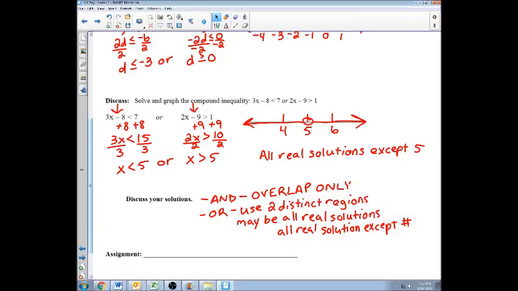The most important things here are to go back, make sure you understand that if it's an AND problem, my answers will be where they overlap. If it's an OR problem, they will have two distinct regions, and I could have all real solutions, or I could have all real solutions except a certain number.